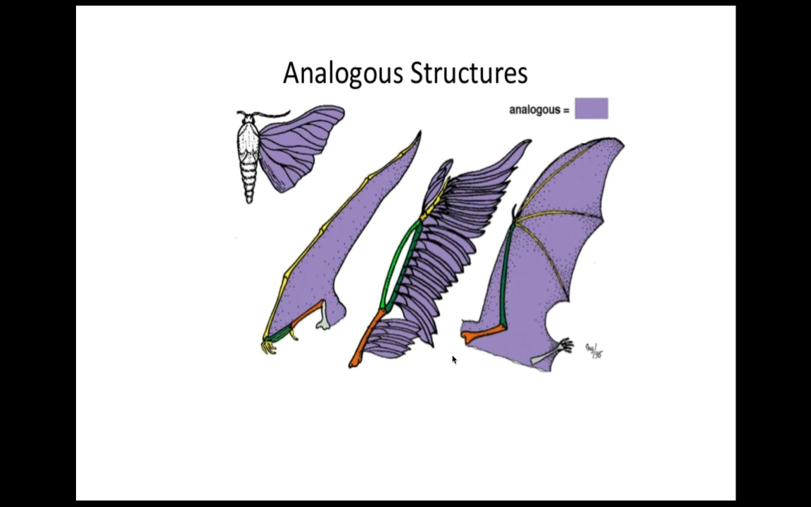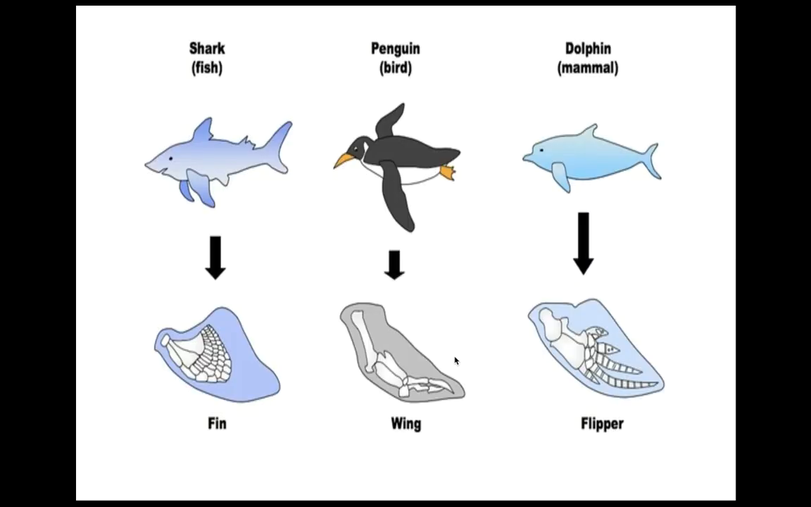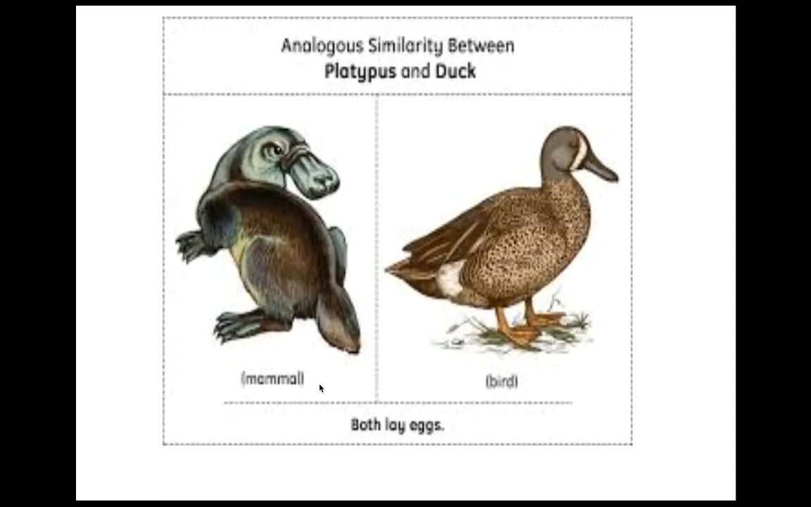So analogous. This is just showing all aquatic organisms have similar structures because they live in the water, but yet are very different from each other. A fish, a bird, a mammal, all have relatively the same type of structure, but all are different in how they're put together. Another analogous structure would be a platypus and a duck. Very, very similar structures, but very different. One's a mammal, one's a bird.